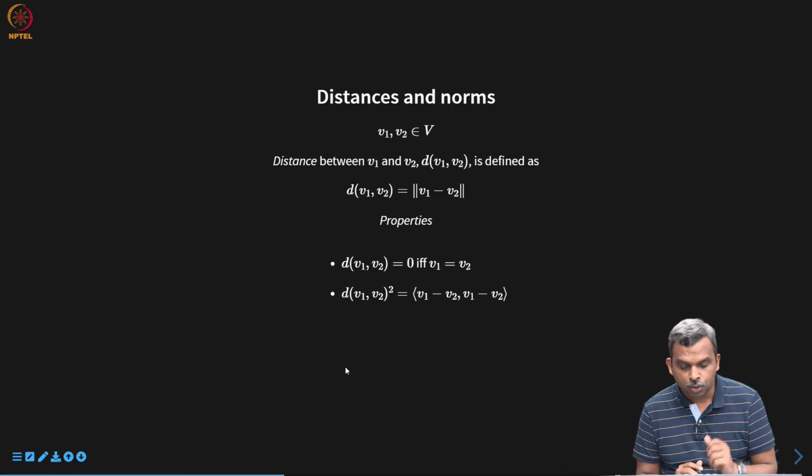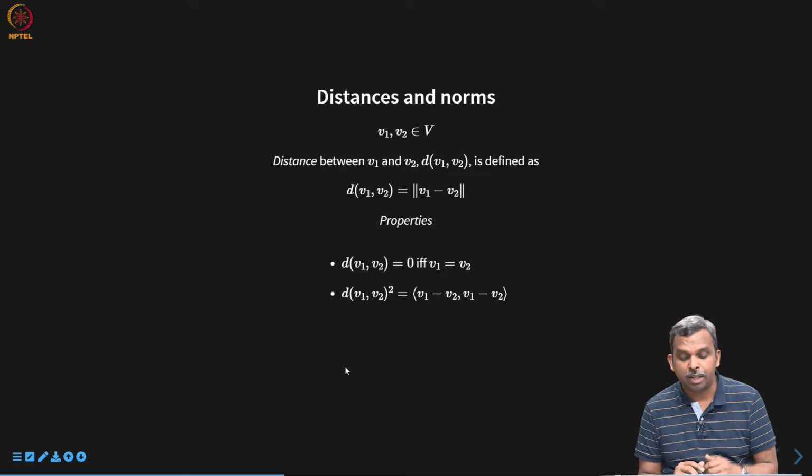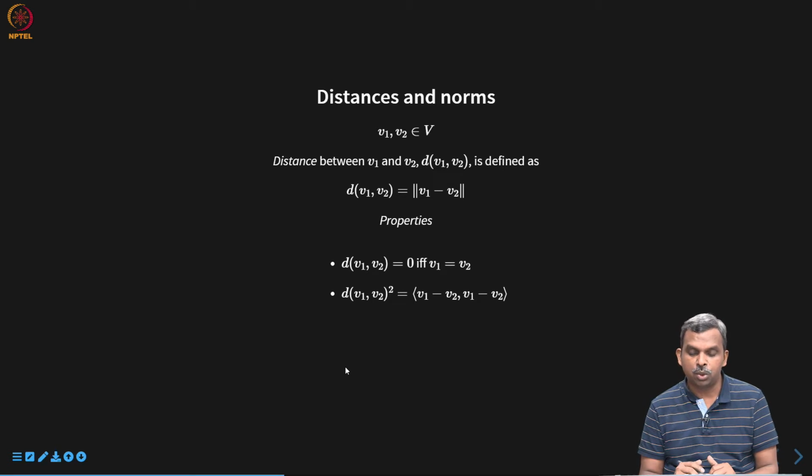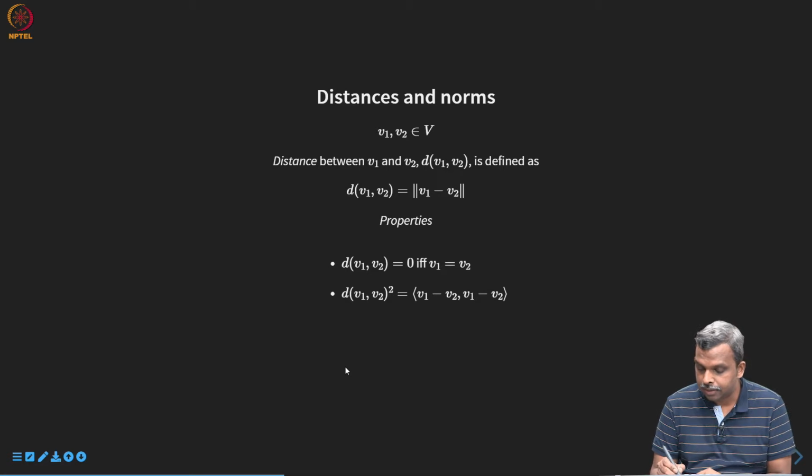Okay, so one quick property you can see just based on this definition: if the distance is 0, it happens only when v1 equals v2. It doesn't happen otherwise. That's a property of the norm. That's very nice. And there is this nice connection to the inner product, and in fact you can write this out in some more detail.